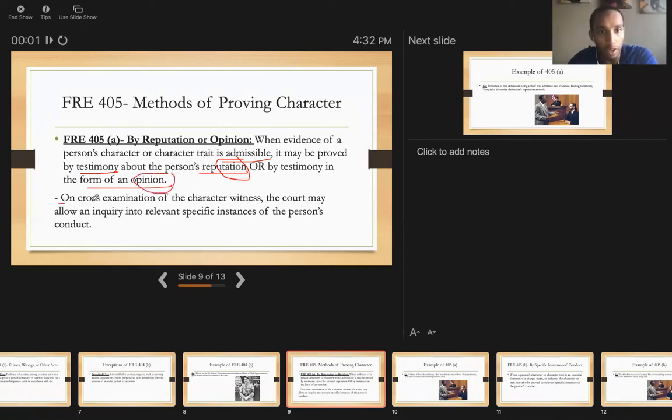On cross-examination, only on cross, not on direct, but on cross-examination alone of the character witness, the court may allow an inquiry into relevant specific instances of the person's conduct. Which means that as long as the conduct being talked about in the cross-examination is relevant, the prosecutor, let's say, prosecuting Hitler, can ask the witness about relevant specific instances of Hitler's acts that are related to the crime.